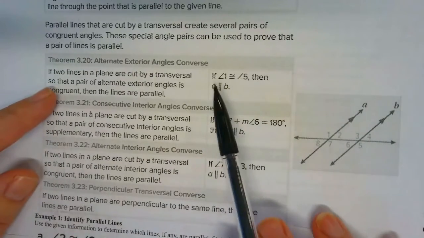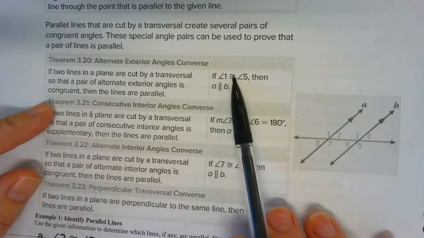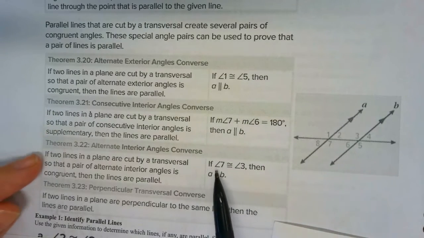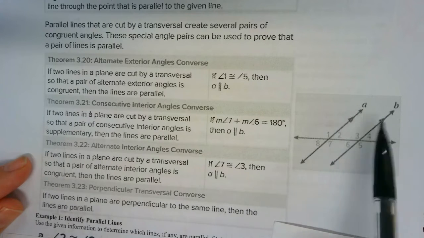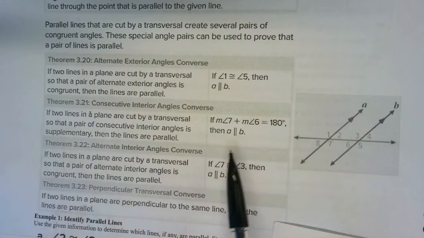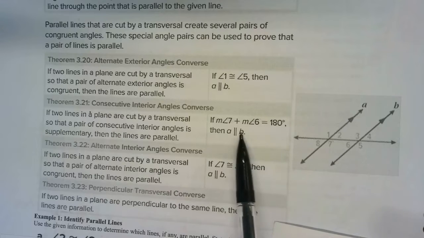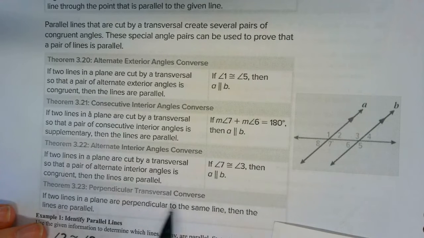So if you have a pair of alternate exterior angles that are congruent, then you're going to know the lines are parallel. Same with alternate interior. If you have alternate interior angles congruent, then you've got two lines parallel. And then remember, consecutive interior has to be supplementary. So if you've got consecutive interior angles, such as 7 and 6 that are supplementary, you've got lines that are parallel.